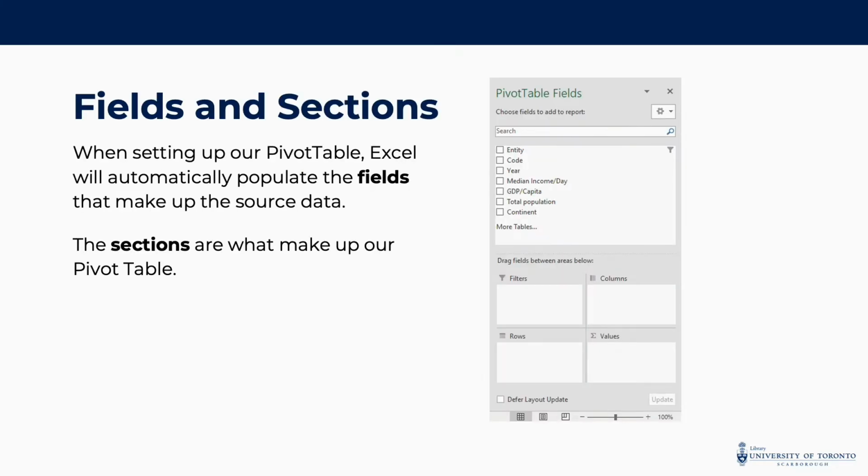In Excel, a data source is made up of several fields. These include the headers of our rows and columns, which identify what our data is. In our sample dataset, our fields include the entity or country, code, year, median income per day, GDP per capita, total population, and continent. Below the fields are the sections that will make up the pivot table, including what filters we will use and what will be visible within our columns, rows, and values.